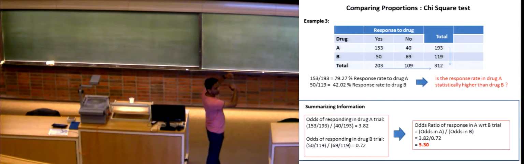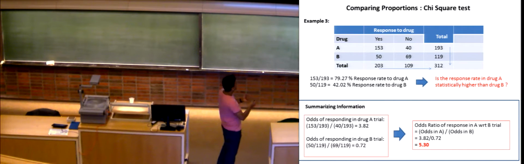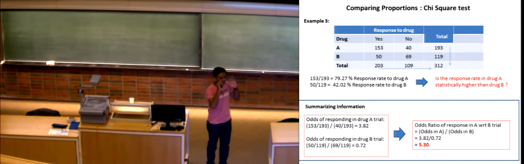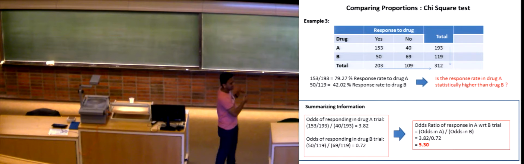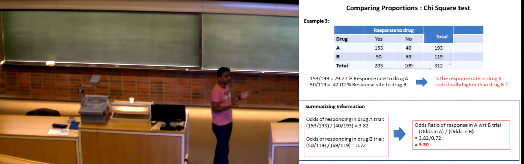And then we can take a ratio of these, that's called the odds ratio. You must have heard in the literature the odds ratio, right? So the odds ratio of A versus B would be 5.3. So what does it mean? It means that the odds of having a response in drug A is 5.3 times the odds of B. So one can roughly say that drug A is better than drug B because the ratio is more than 1. But one cannot say whether it is significant or not, and for that, we need a chi-square test, okay?